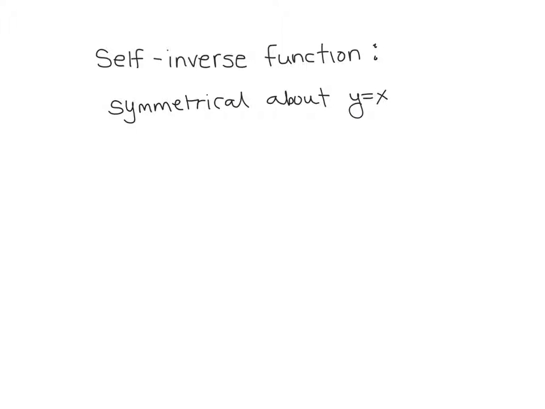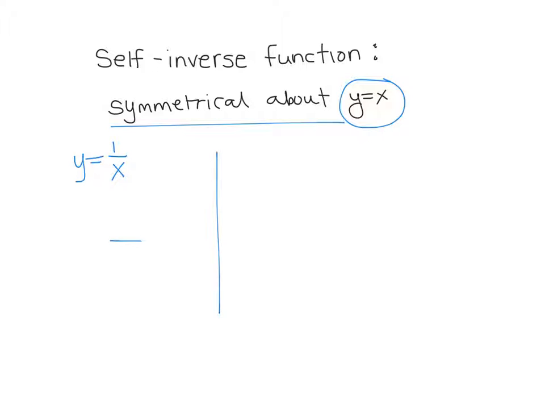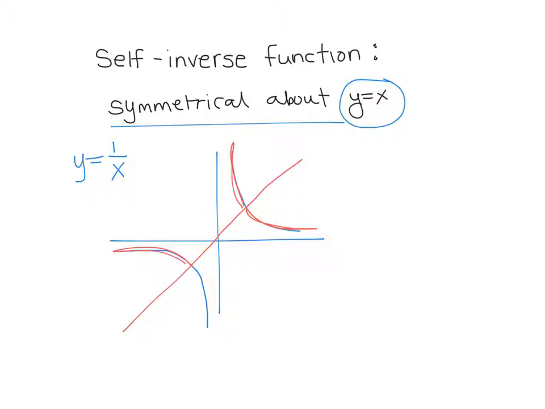Self-inverse function is symmetrical about y is equal to x. So what are some functions that we already know that are self-inverse? Y is equal to 1 over x. We know that graph of that looks like little butterflies. Then if we plot the line of y is equal to x, right? Then this part is symmetrical about this. This is symmetrical on here, so therefore this is an example of a self-inverse.